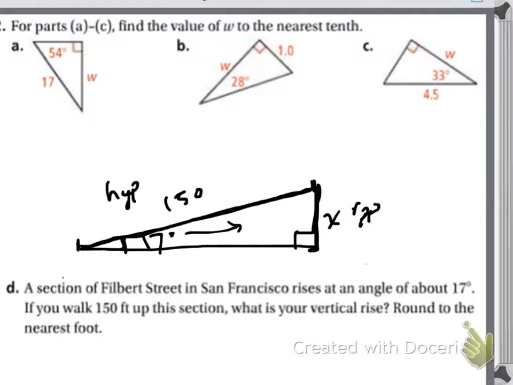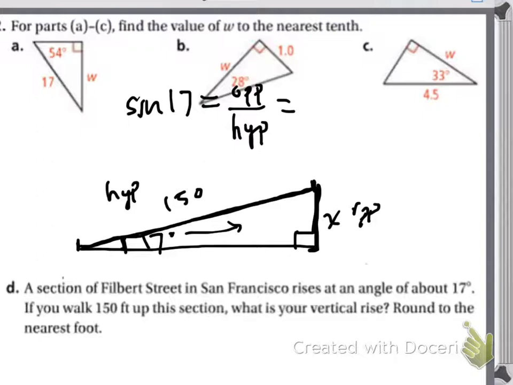So I'm going to use sine. So the sine of 17 is going to equal opposite over adjacent, not over adjacent, opposite over hypotenuse. It's getting late, guys. It's 11:49. Alright, so sine of 17 equals opposite over hypotenuse.